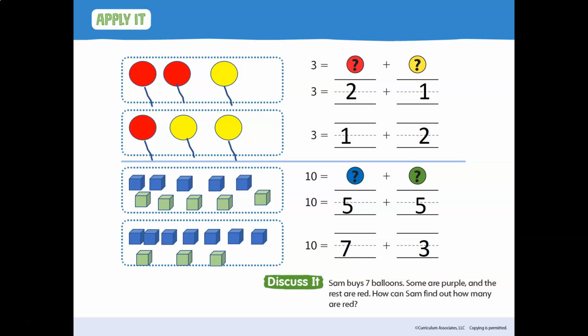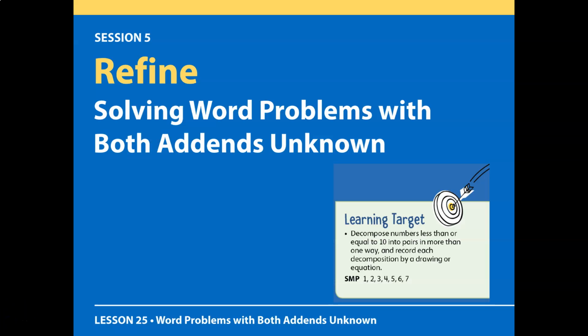All right, you are going to pause the video and do page 501 and 502 on your own. Okay, now that you have done those pages on your own, we're going to go to session 5. So we're going to be on page 503 and 504, solving word problems with both addends unknown.